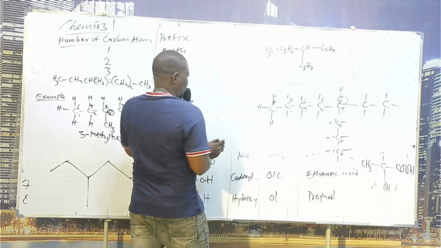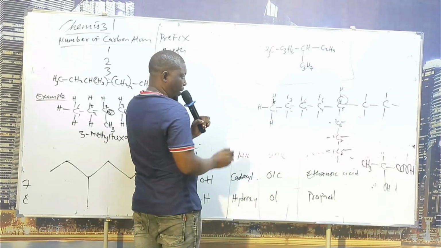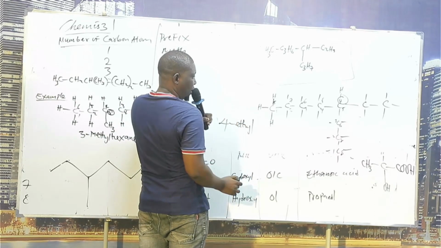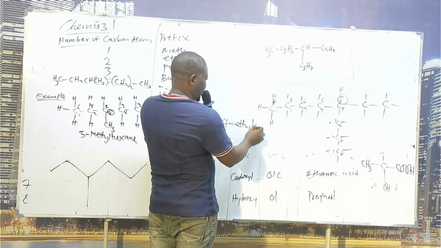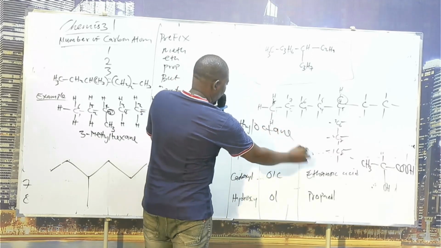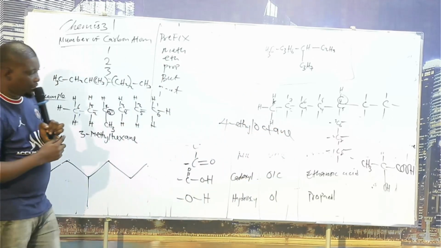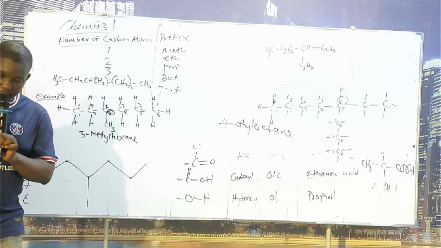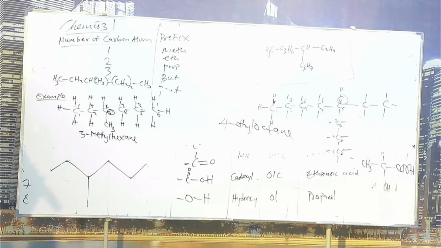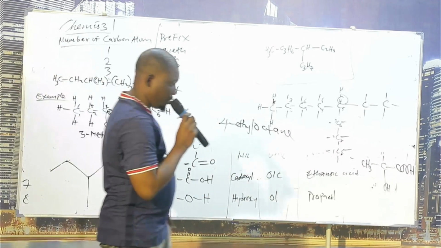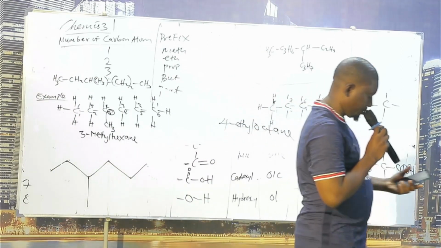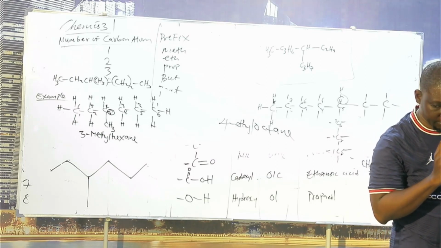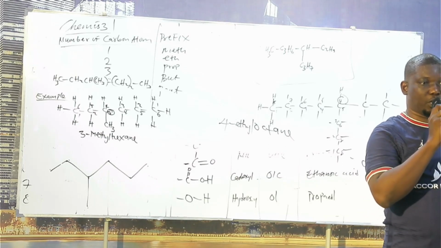So that ethyl is at position 4. That is 4-ethyl. The longest chain is 8, and 8 is octane. That structure there is 4-ethyloctane. Take it down, let's go to rule number 3. After rule number 3, we call it a day.